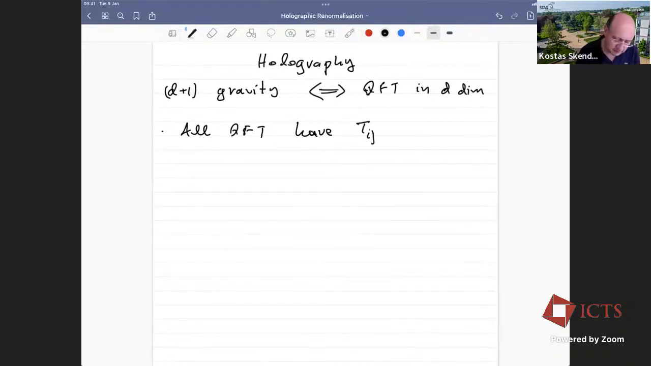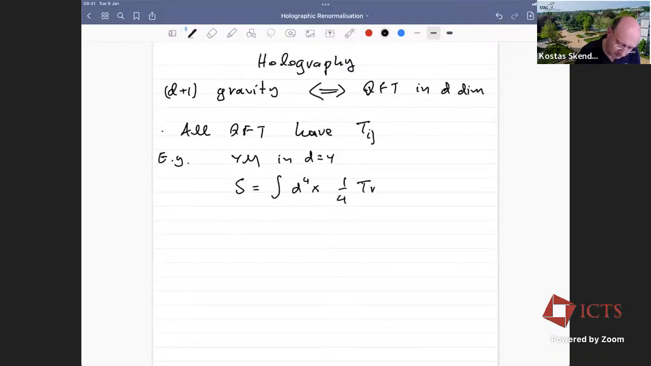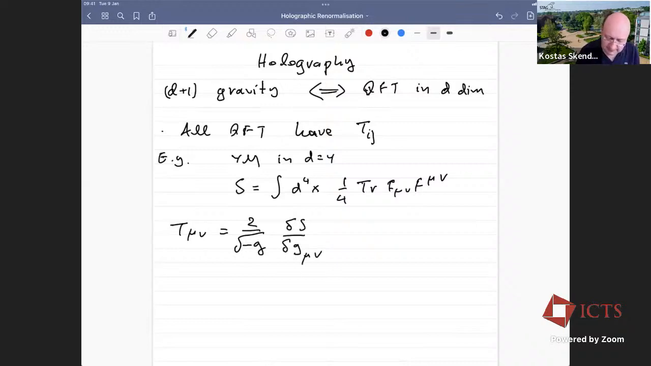tensor, T_ij. So for example, if you have Yang-Mills theory, N=4, then the action for that theory is the usual expression associated with gluons. And from here, you can work out the energy-momentum tensor. The easiest way to do that is to couple the theory to a metric and then vary with respect to the metric. The usual convention is to have a factor of 2 here, and then you differentiate this action where we have coupled the theory to a metric.